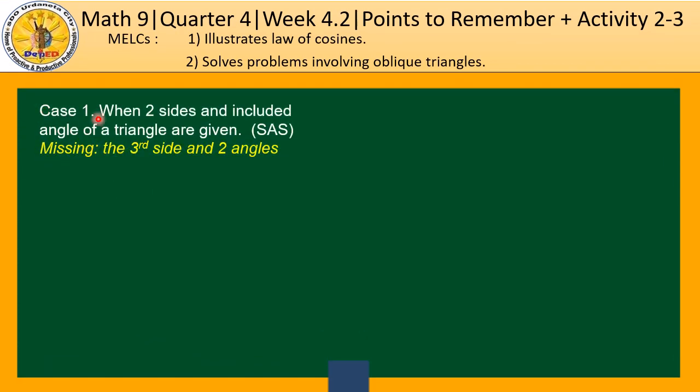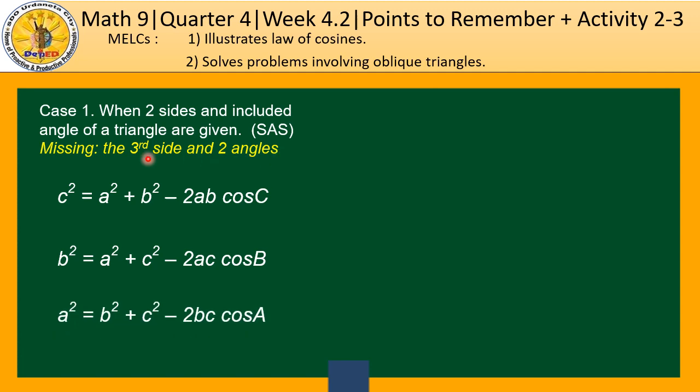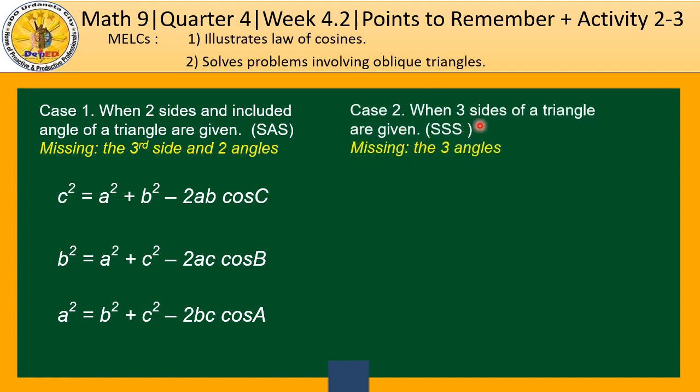For case number 1, as I said, we have side-angle-side, or two sides and the included angle. So we are going to look for the third side and the measures of the two angles. We will be using these formulas, starting with the sides. But in case number 2, when three sides of a triangle are given, or side-side-side, we are going to find the measures of the three angles.